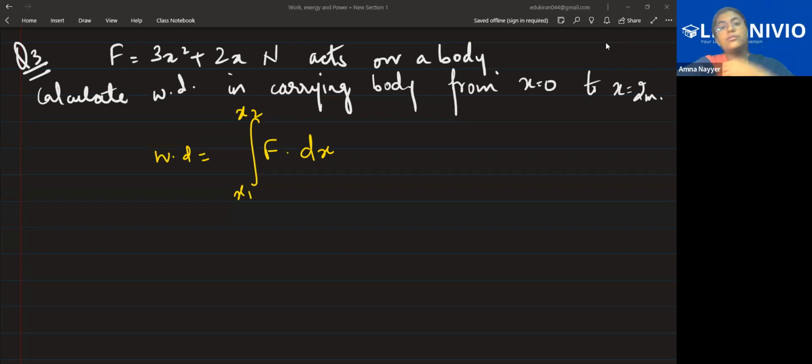So the values of the force are changing. It means it is a variable force. For variable force, this is the formula for work done: integral of F dot dx from x1 to x2. So here the force is variable.